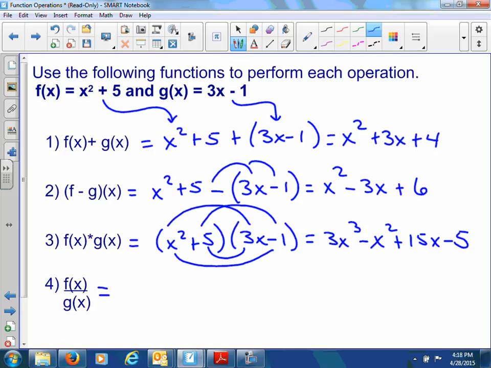If we're dividing these two, I have x squared plus 5 divided by 3x minus 1. This can't be simplified, so this is all you have.